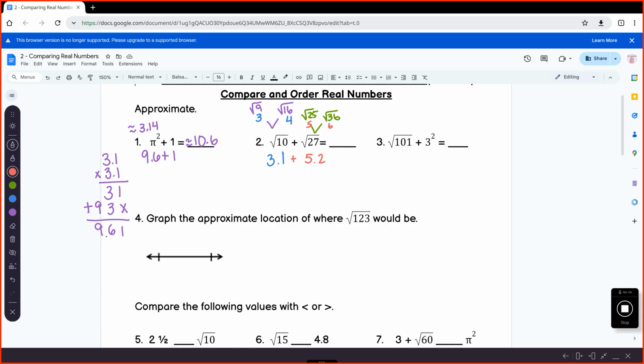All right, and then we're going to add 3.1 plus 5.2, and we get 8.3.